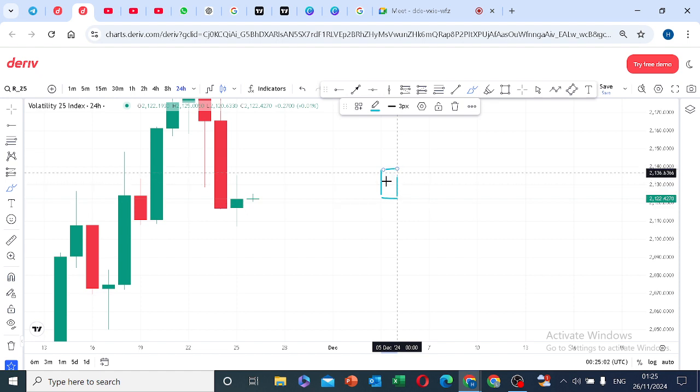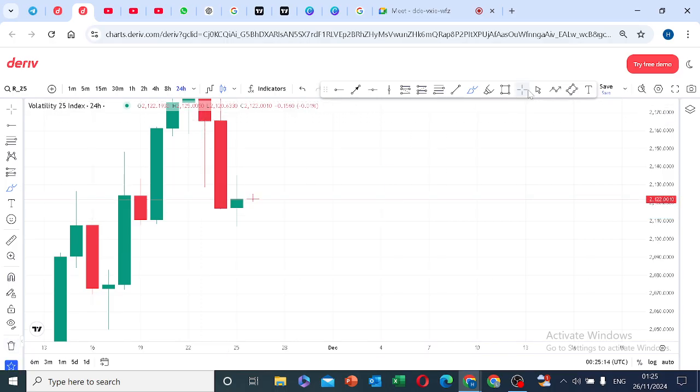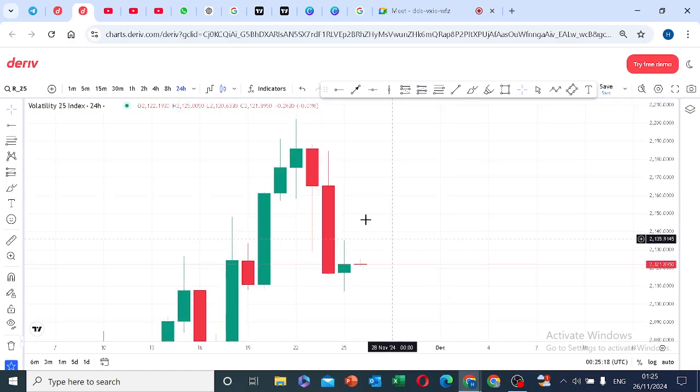So a bearish candlestick opens at the top. I'm trying to pick a wick here, I don't know why it's not letting me. Well, you understand the message. A bearish candlestick basically opens at the top and closes at the bottom. That's for a bearish candlestick.